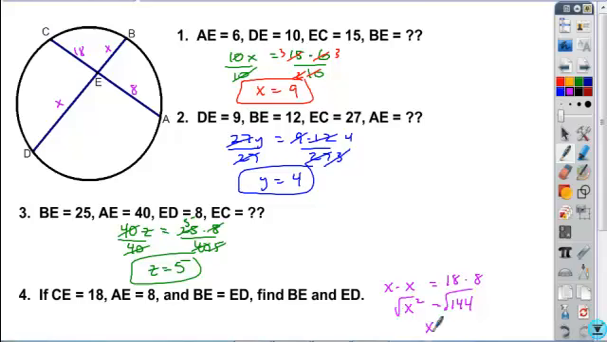Extract the square root. So X is going to equal plus or minus 12. Can you have a length of negative 12? No. So it's just going to be the positive of that. Each of these lengths will be 12.